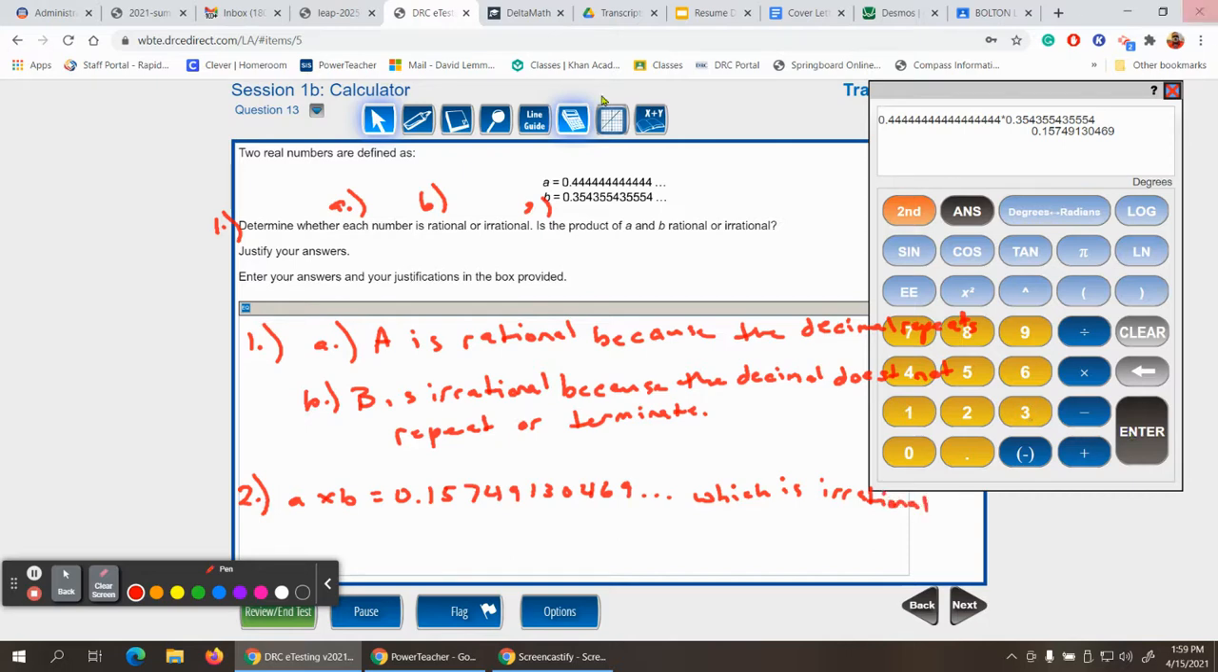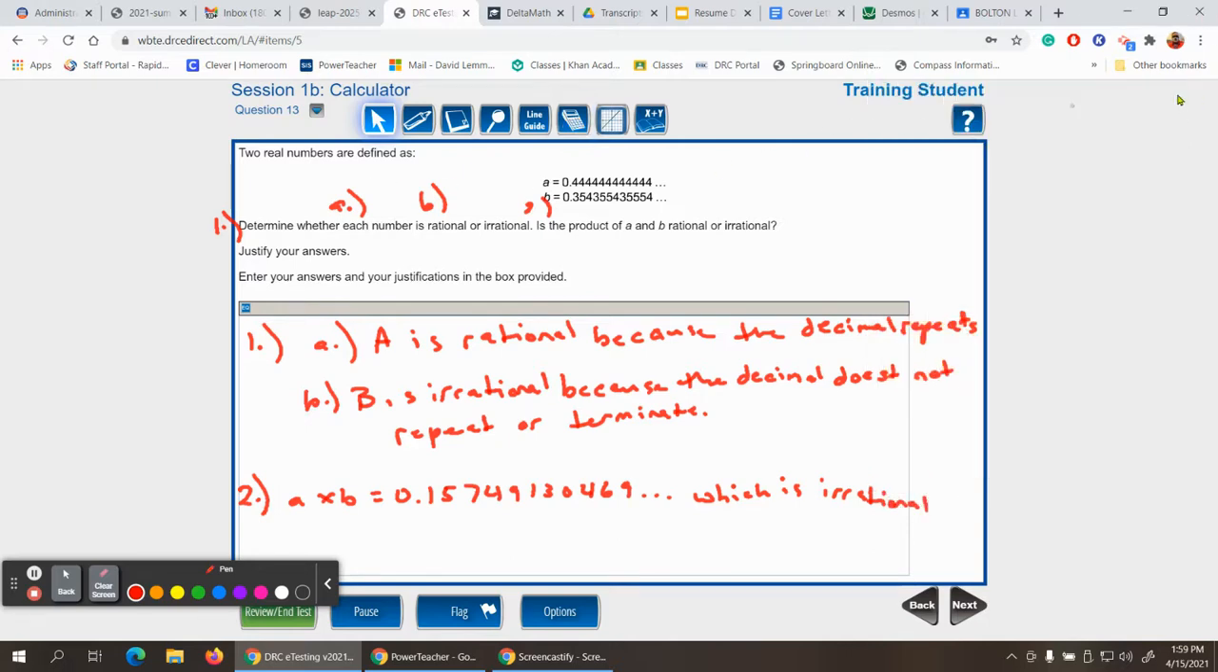Okay, there you go. How do you do that? Just put it in your calculator. Boom, there you go. It's irrational. Okay. Let's see with your calculator here. Let's see if your calculator will give it to you as a fraction. That would be awesome. Let's see.